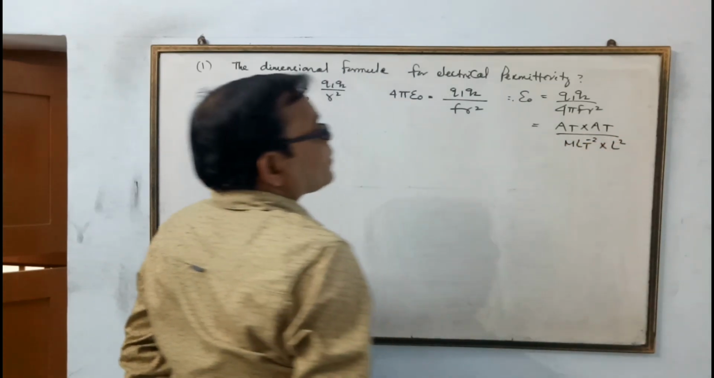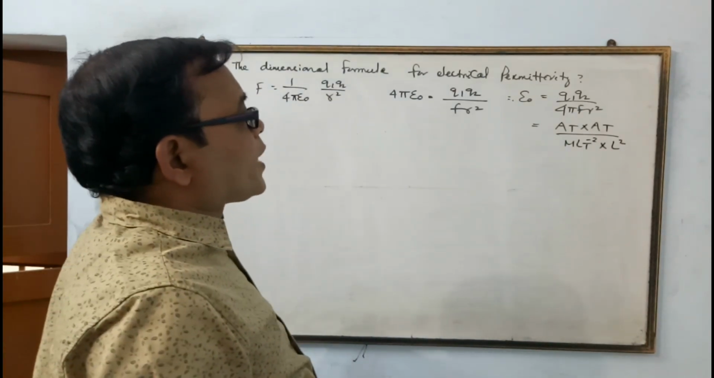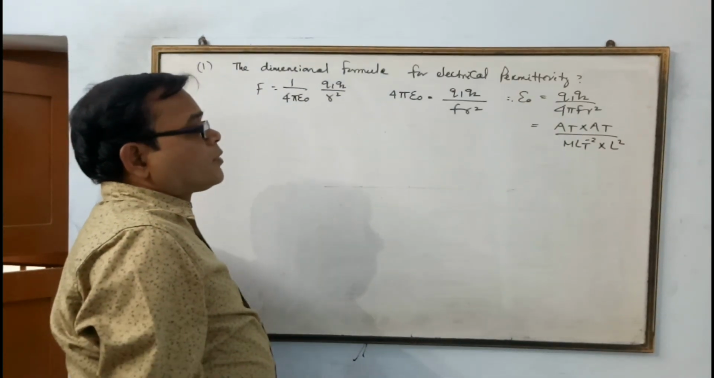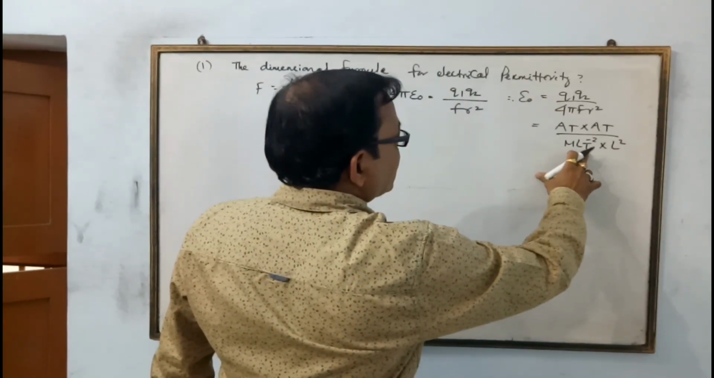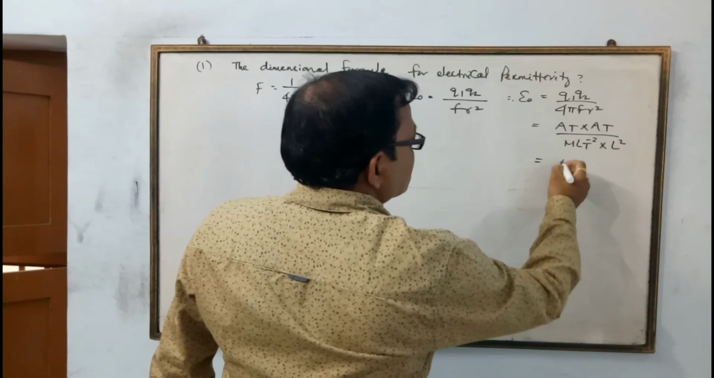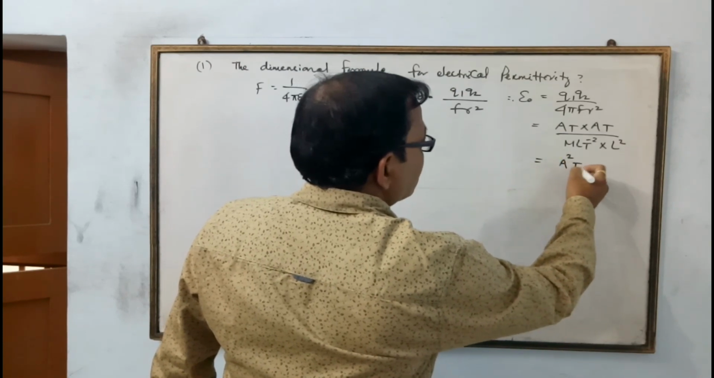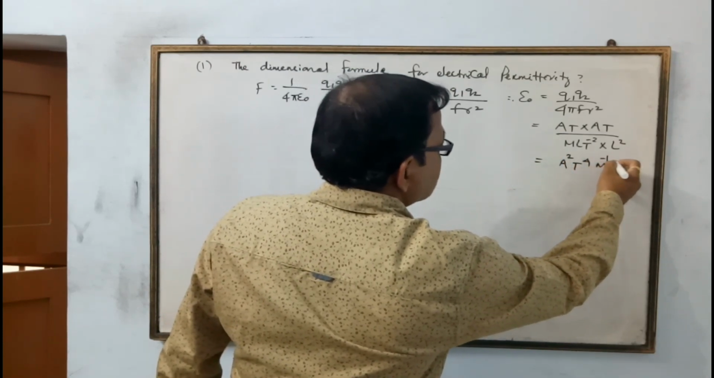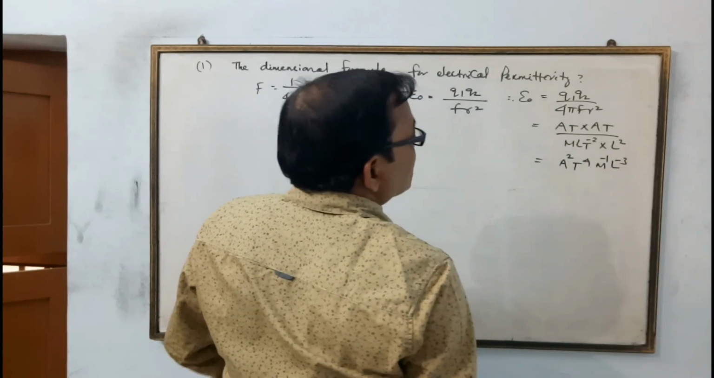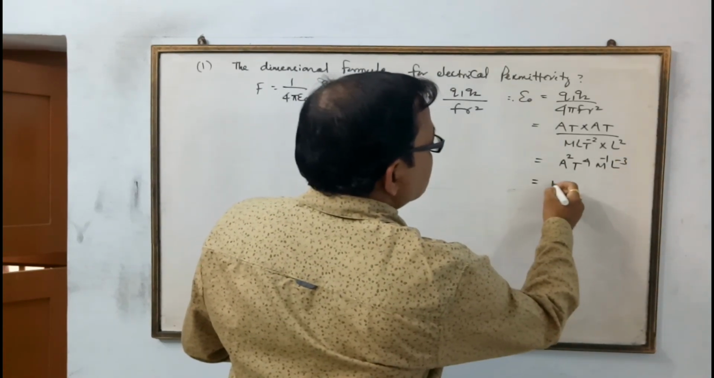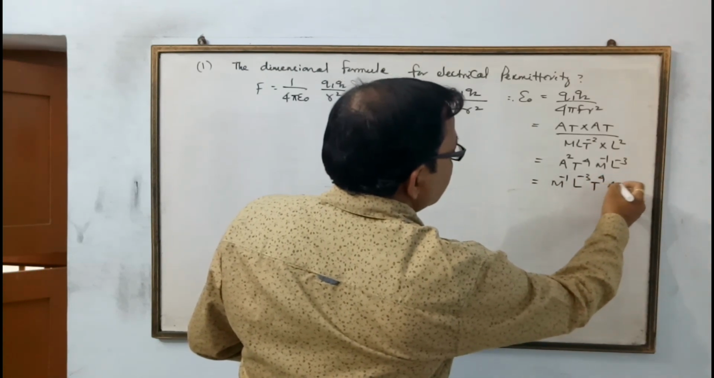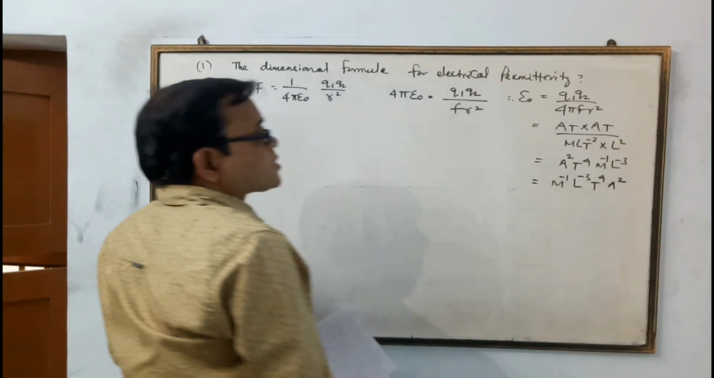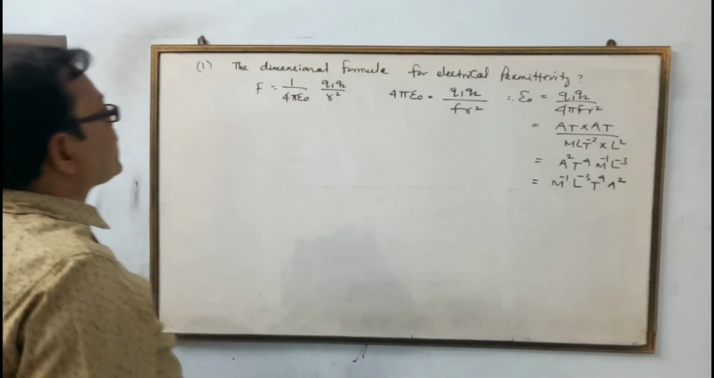Now you can find out the dimensional formula as A into A by M L T minus 2 into L square. Q is current into time. 4 pi has no dimensional formula. So F is M L T minus 2, into L square. So the answer is A square T4 M inverse L minus 3, that is M inverse L minus 3 T4 A square. This is the dimensional formula for electrical permittivity.